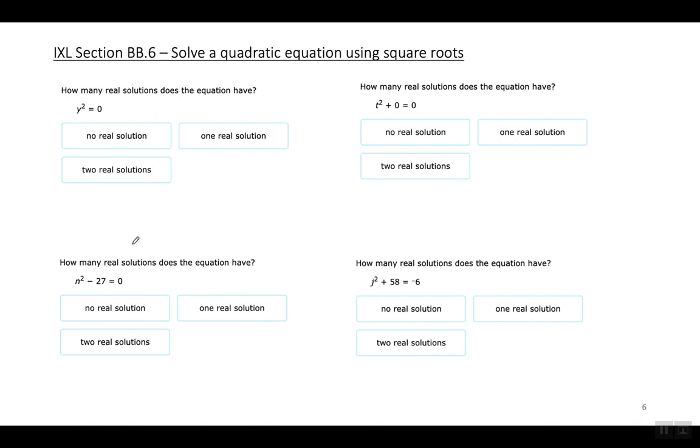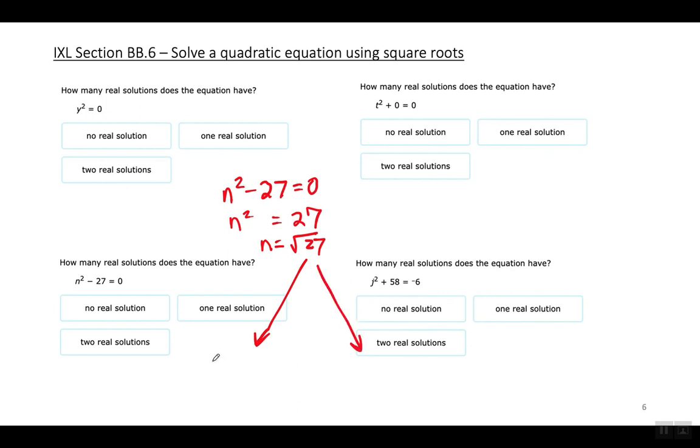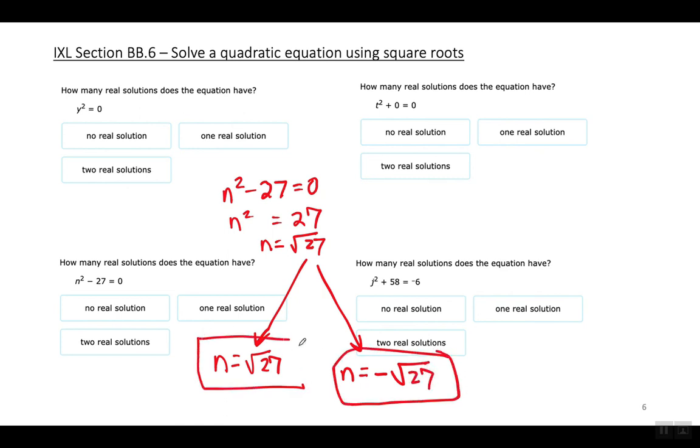Okay, for this example down here, we have n squared minus 27 equals 0. So get the variable by itself by moving 27 to the right. So n squared is going to equal 27. Now n is going to equal the square root of 27. And we could stop there. It's not necessary to continue to simplify this. The two real solutions are n equals the square root of 27 as well as n equals negative square root of 27. If you break this down further, it would be 3 square root of 3 and negative 3 square root of 3. Those are the two real solutions.